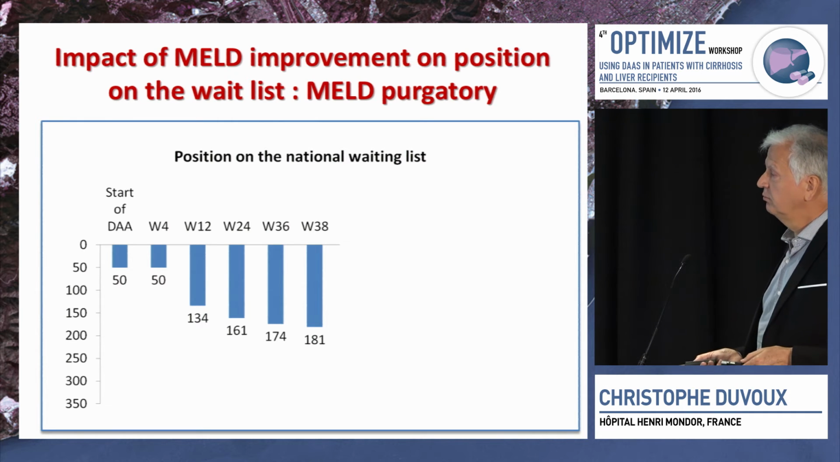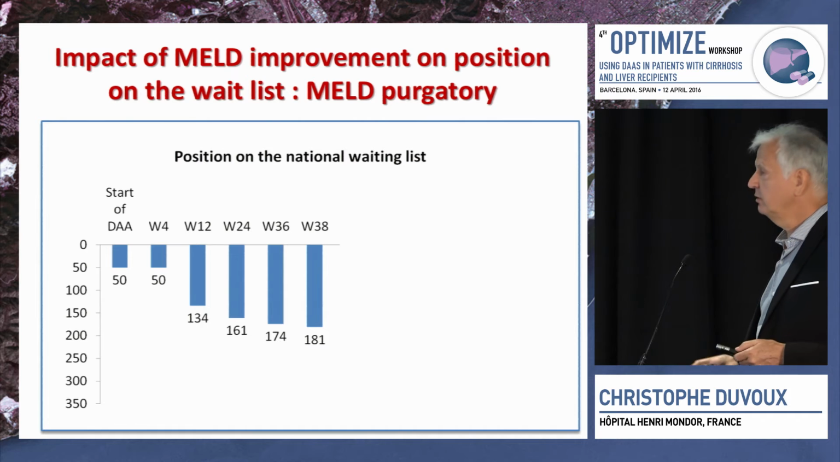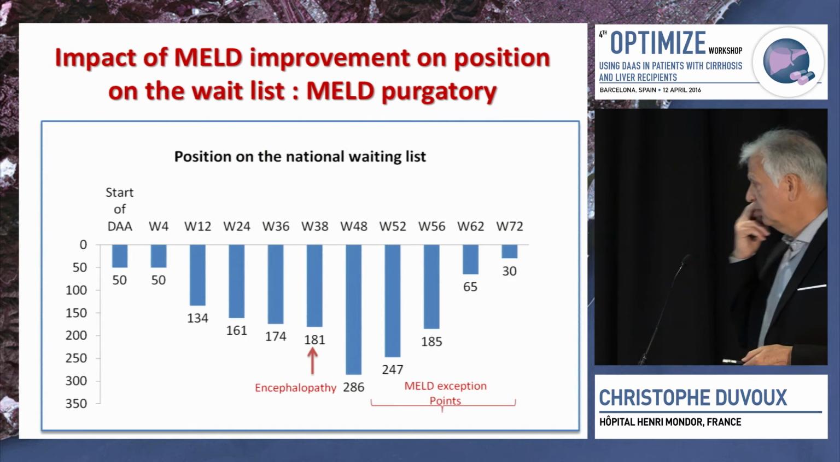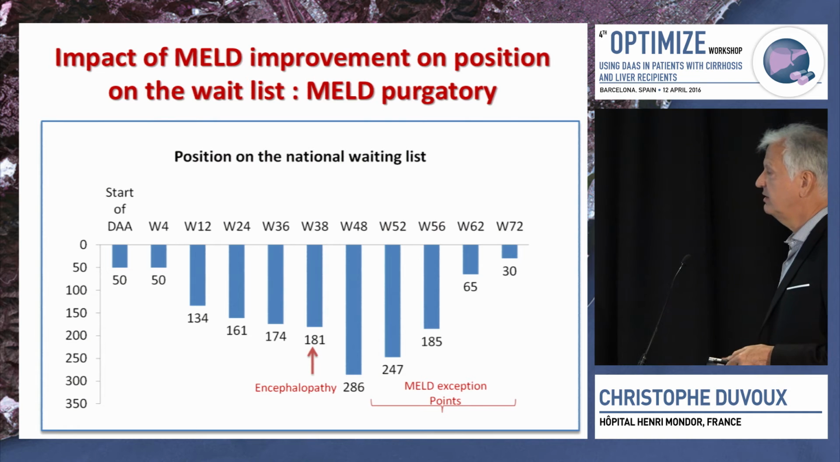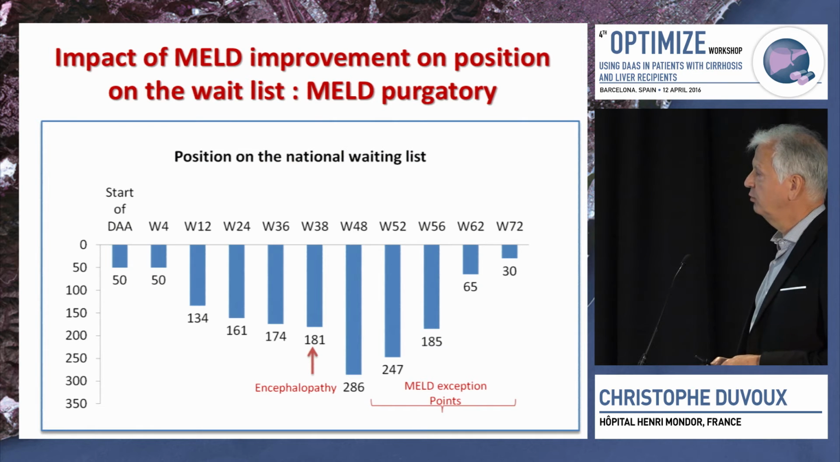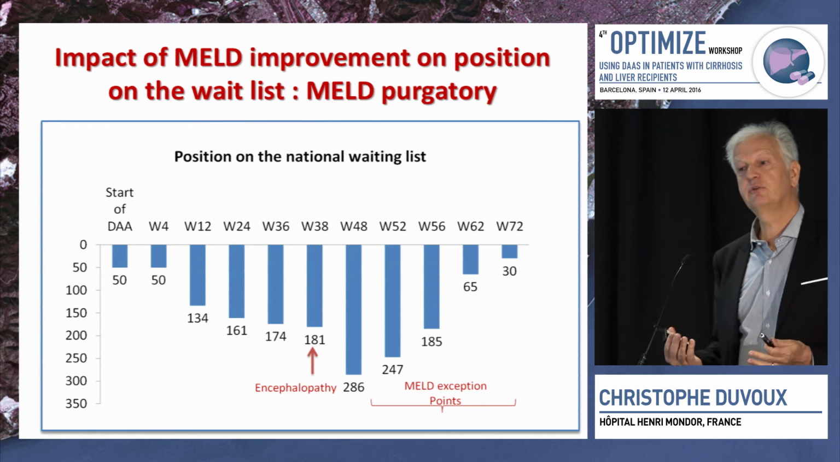So what to do? Well, as in every program, we have the option of the MELD exception, and we asked for a MELD exception, and we got it. In the French system, when you get the MELD exception, the patient goes down to the bottom of the list, so he ranked, rapidly after obtaining the MELD exception, 286, and then gained points on a weekly basis up to 65 here. So this is how we managed the patient.